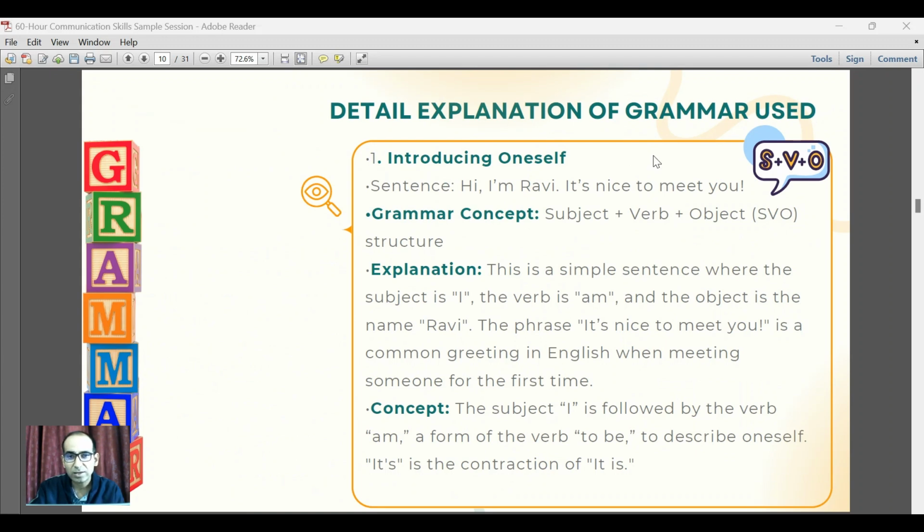Now, if you see introducing oneself, this is a sentence: Hi, I'm Ravi, it's nice to meet you. This is a sentence. What is the concept here?